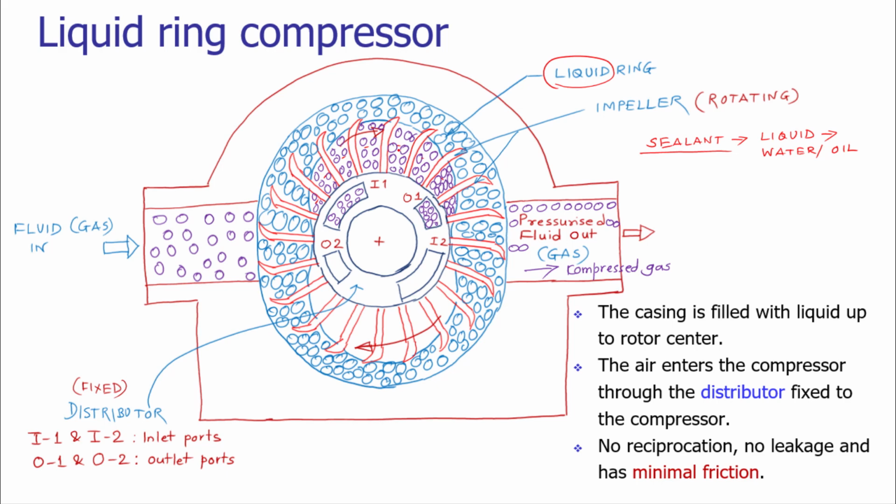Thus, the cyclic variation of the volume enclosed by the impeller vanes and the ring is creating the pressure on the fluid which is coming in. The liquid ring performs the function of the piston in the reciprocating type of compressor that we have seen. The piston takes the fluid in and compresses the fluid. The same operation is done by the variable space created by the liquid ring along with the vanes.